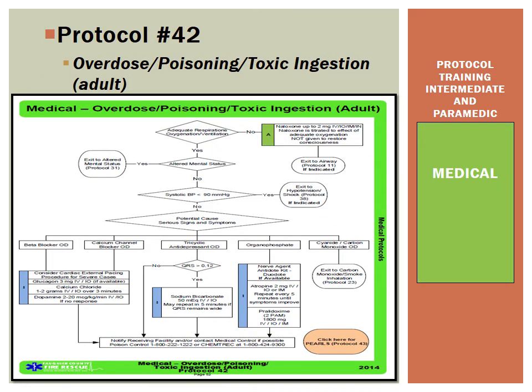Protocol 42 is our overdose, poisoning, and toxic ingestion adult protocol. And this deals with overdoses of beta blockers, calcium channel blockers, and tricyclic antidepressants, as well as organophosphate poisoning, cyanide, and carbon monoxide. And in the instance of cyanide and carbon monoxide, it asks us to exit to the carbon monoxide smoke inhalation protocol, protocol 23.